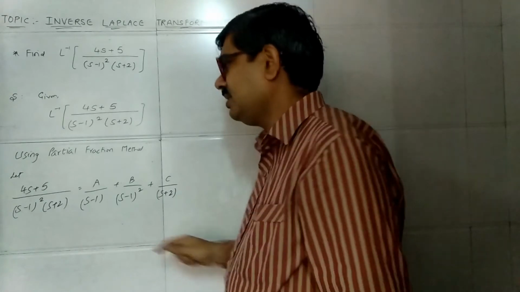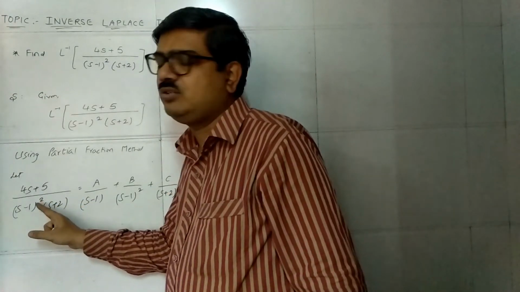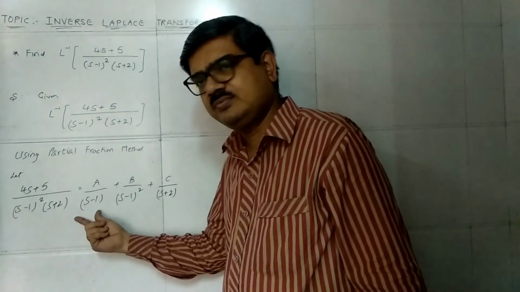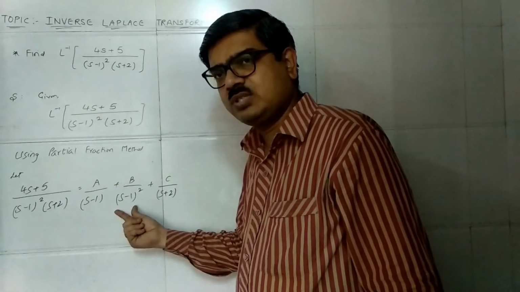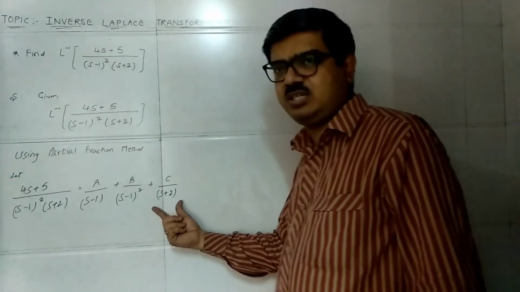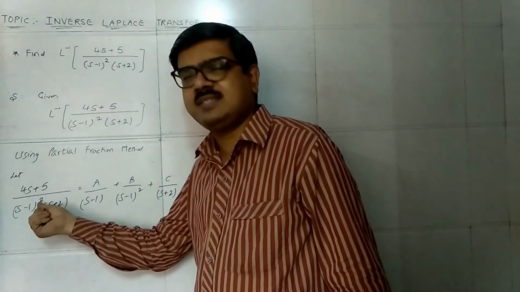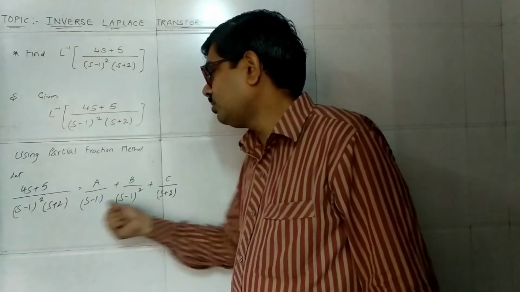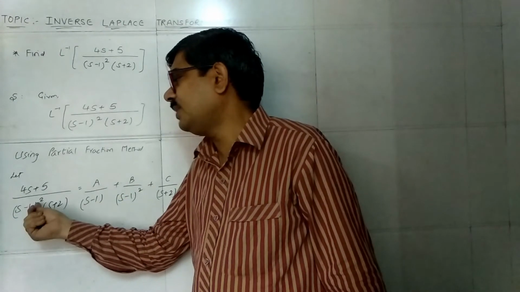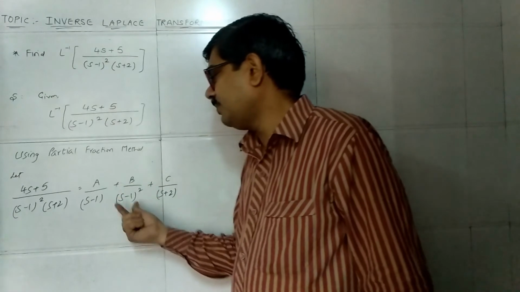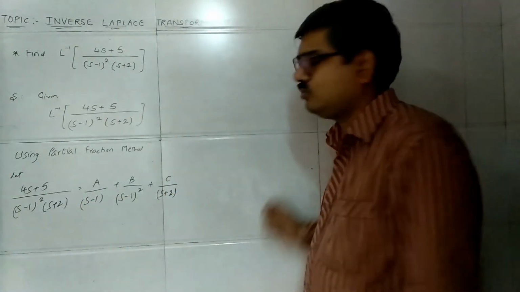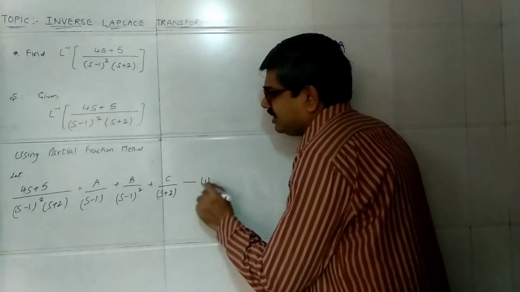If in case the power is more than 2 here, that is 3, then how we will write? A upon s minus 1, then B upon (s minus 1) whole square, and plus C upon (s minus 1) whole cube. You have to go up to power 3. Whatever power is there in the factor, you have to go up to there starting from 1. So in this case only power 2 is there, so A upon s minus 1 plus B upon (s minus 1) whole square, plus then another factor C upon s plus 2. Let us consider this as equation number 1.